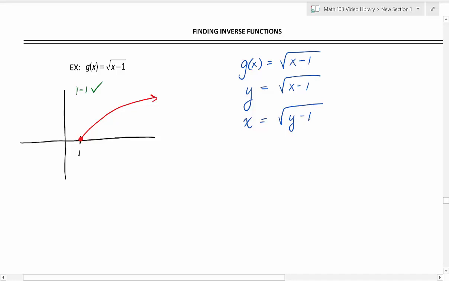Now we want to solve for y. Since y is underneath of the square root, this is a square root equation. So we'll start by squaring both sides. This gives us x squared is equal to y minus 1. And then to solve for y, we'll add 1 to both sides, giving us y equals x squared plus 1. This is our inverse function, but now we need to write it in function notation. g inverse of x is equal to x squared plus 1.